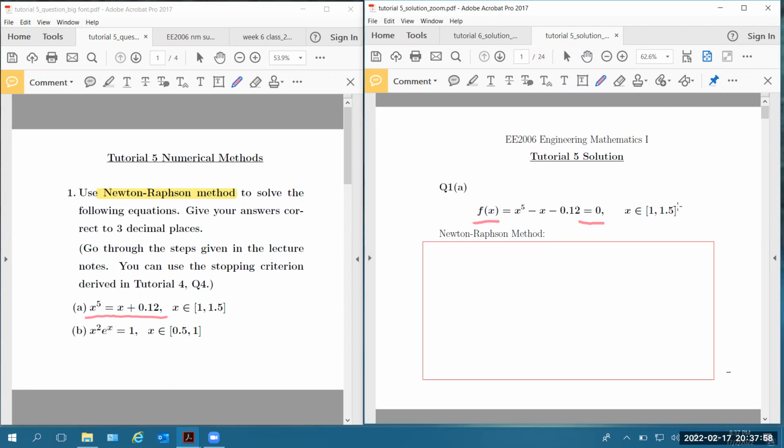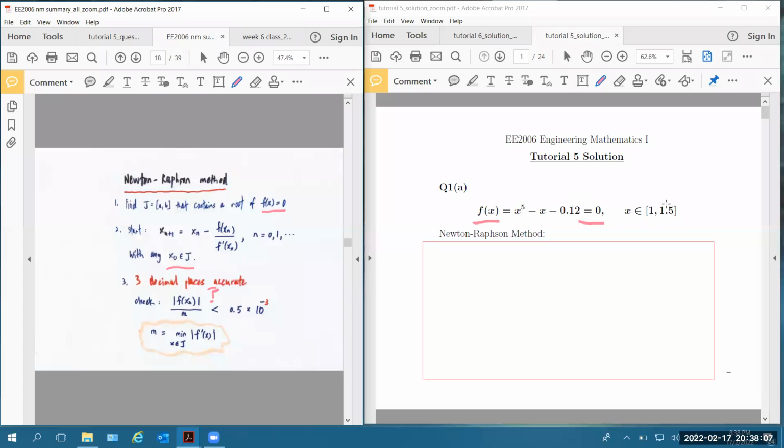Now you realize that the interval is actually given to us. In last week's tutorial, we already checked that there's a root inside this interval, so we'll skip that step tonight because we already did it last week. That means step 1 is considered done. We have the interval that contains a root of the equation. So now we'll go straight to the second step.